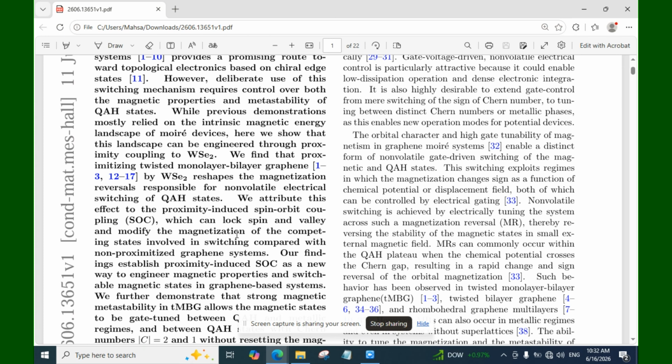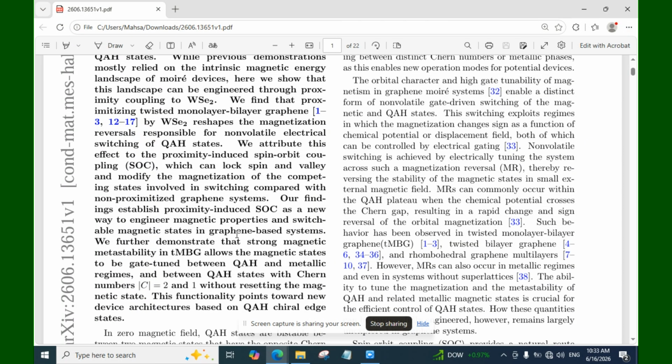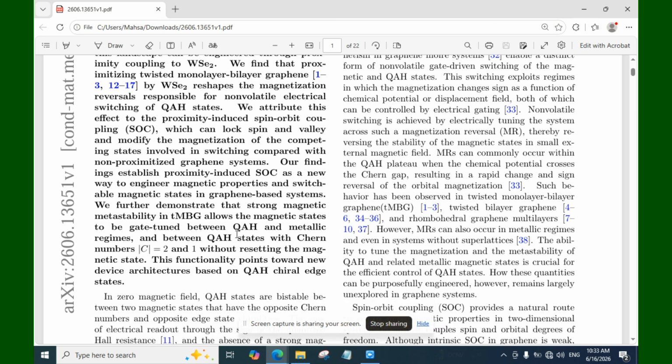MR, or magnetization reversal, can commonly occur with the quantum anomalous Hall phase when the chemical potential crosses the Chern gap, resulting in a rapid change and sign reversal of the orbital magnetization. Such behavior has been observed in twisted monolayer-bilayer graphene, twisted bilayer graphene, and rhombohedral graphene multilayers. However, MR can also occur in metallic regimes and even in systems without superlattices. The ability to tune the magnetization and metastability of quantum anomalous Hall and related metallic magnetic states is crucial for the efficient control of quantum anomalous Hall states. How these quantities can be purposefully engineered, however, remains largely unexplored in graphene systems.